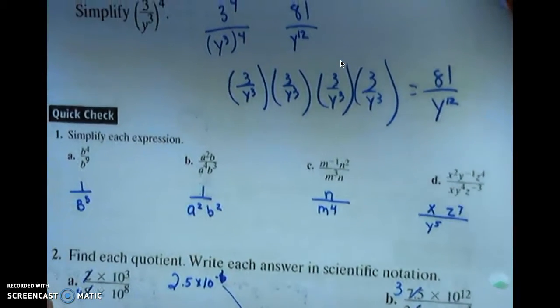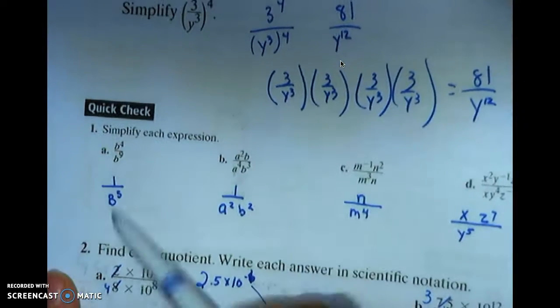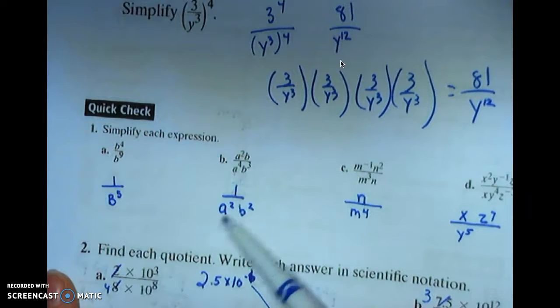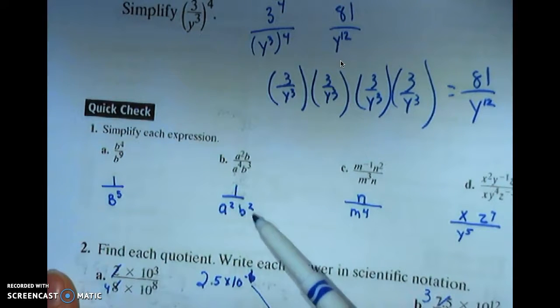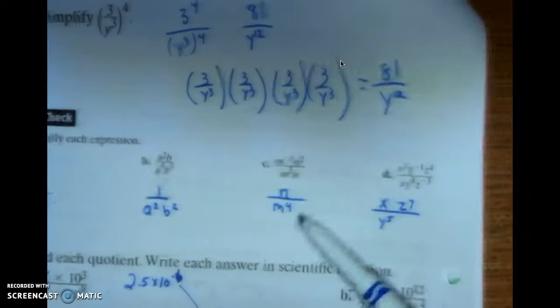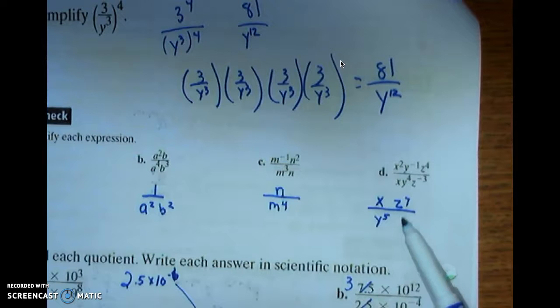Quick check 1 is 1 over b to the 5th. B is 1 over a to the 2nd, b to the 2nd. C is n over m to the 4th. D is x, z to the 7th over y to the 5th.